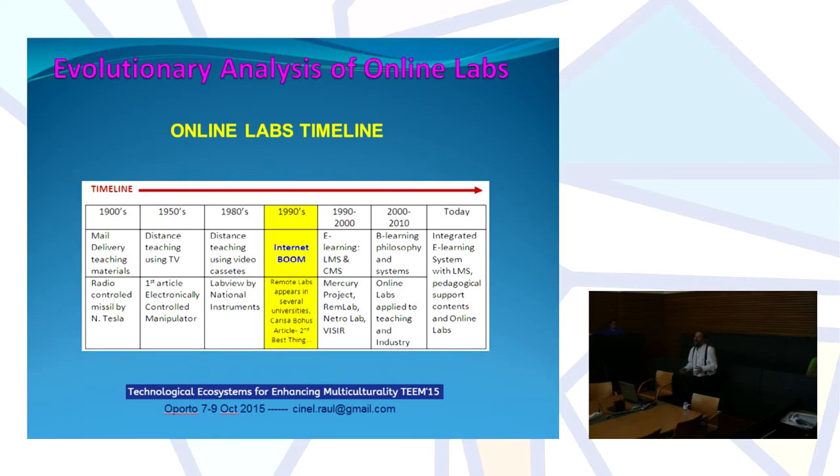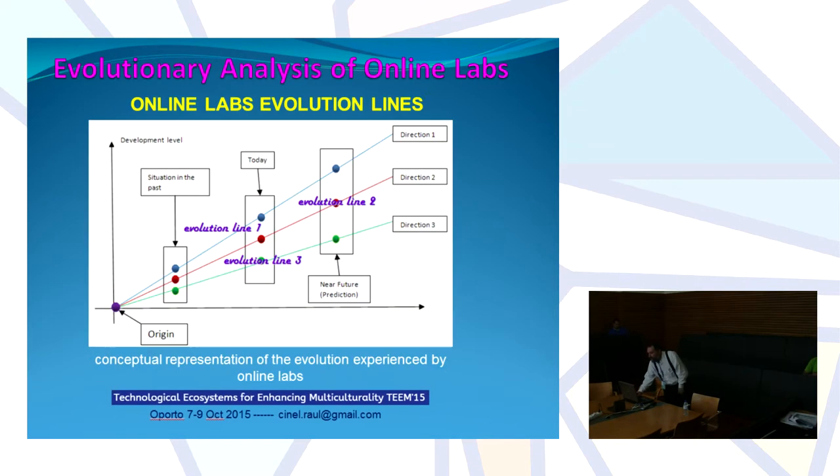Okay, so the first thing to do is try to analyze the online labs timeline. You have it there. I don't read it all, because it takes a lot of time. From the 90s to today, the big development of online labs has two points: after World War II, with tele-guided military systems, and also after the internet boom. The first online labs were proprietary systems, made for internal consumption by the groups that developed them. Today, they are spread all over the internet and accessible by the web.